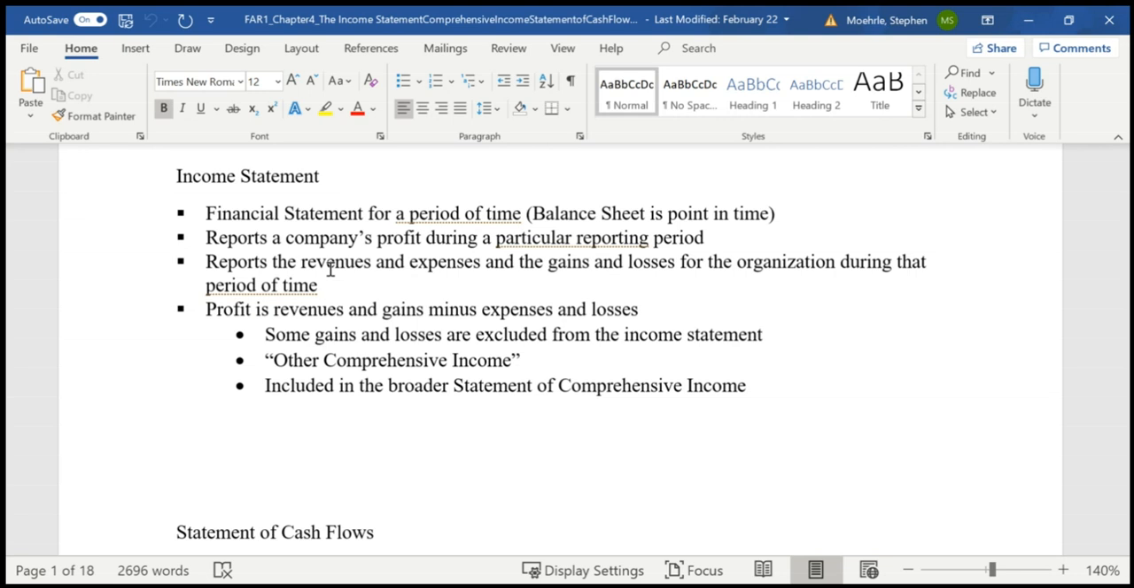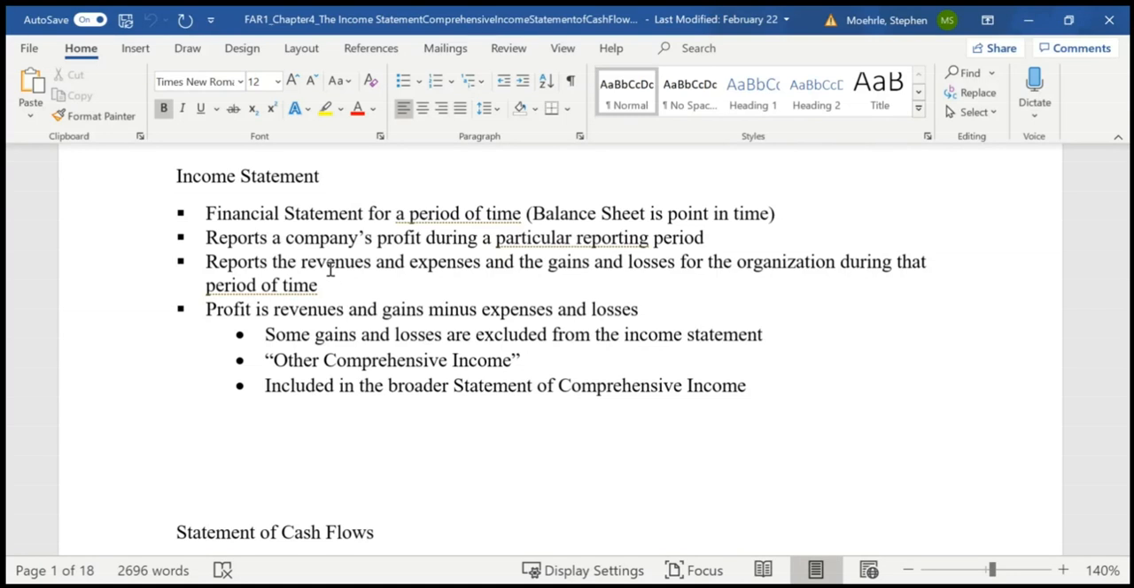On the income statement, we report the profits for a period of time. So in that second bullet point, we report a company's profit during a particular reporting period. Specifically, we report the revenues and the expenses and the gains and the losses for the organization during that period of time. We might be talking about a month, a quarter, or a year. Indeed, we do all of those. In this class, we'll spend a lot of time talking about years as the period of time.